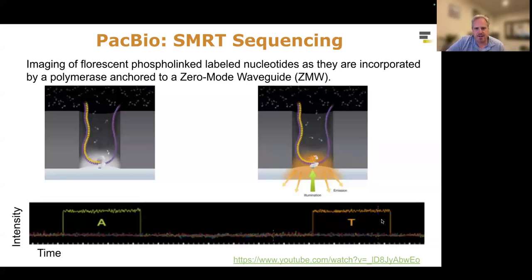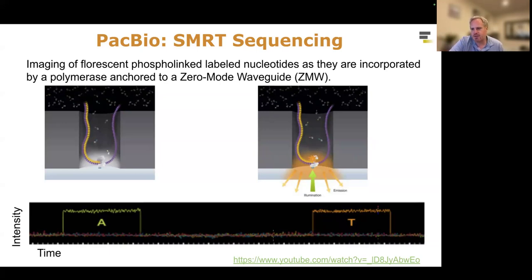A really nice property of this is that because we're observing single molecules of DNA, there's no degradation in signal, whereas with Illumina sequencing, the quality tends to deteriorate over time. Here, the sequencing accuracy is quite consistent. You get consistent accuracy from the first base to the 100th base, to the 1000th base, to the 10,000th base, and beyond.